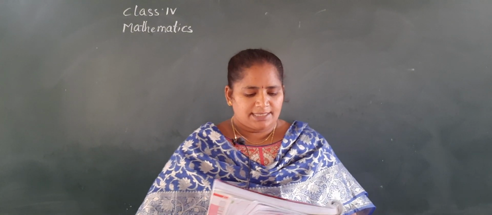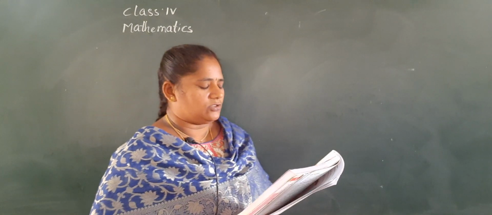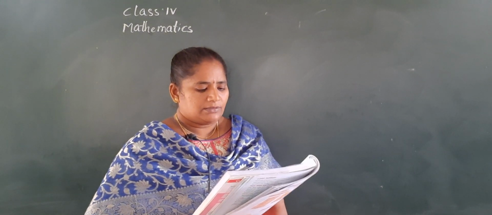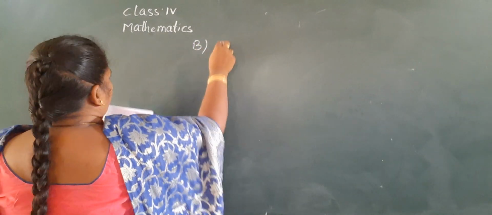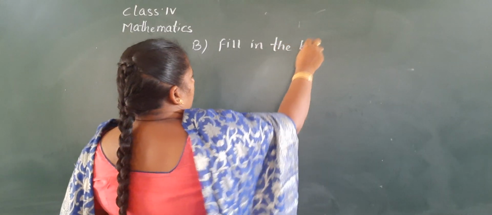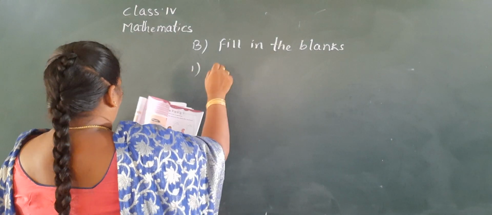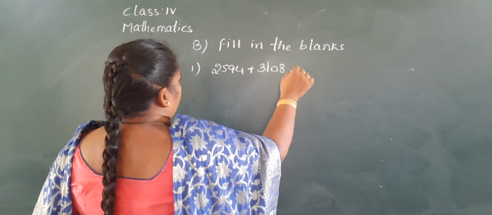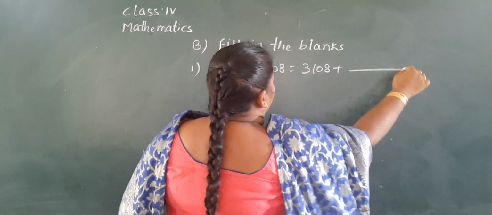See the B Roman, fill in the blanks. Already we completed the first, A Roman, choose the correct option, in the previous class. Now today I am going to continue the B Roman. Fill in the blanks. Open your Maths textbook and write neatly. First one, 2594 plus 3108 equal to 3108 plus dash.